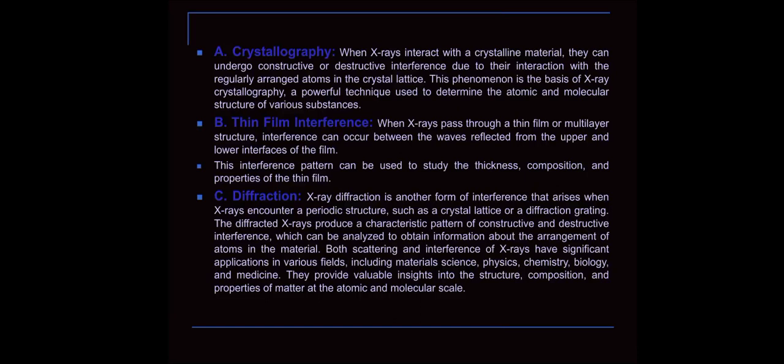B, thin film interference. When X-rays pass through a thin film or multilayer structure, interference can occur between the waves reflected from the upper and lower interfaces of the film. This interference pattern can be used to study the thickness, composition, and properties of the thin film. C, diffraction. X-ray diffraction is another form of interference that arises when X-rays encounter a periodic structure such as a crystal lattice or a diffraction grating. The diffracted X-rays produce a characteristic pattern of constructive and destructive interference, which can be analyzed to obtain information about the arrangement of atoms in the material.